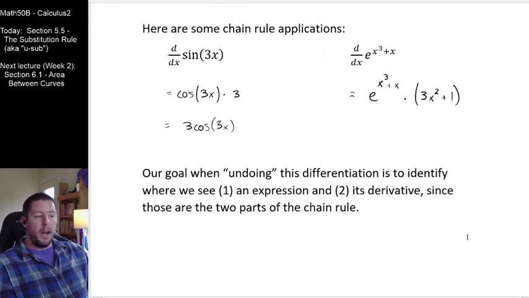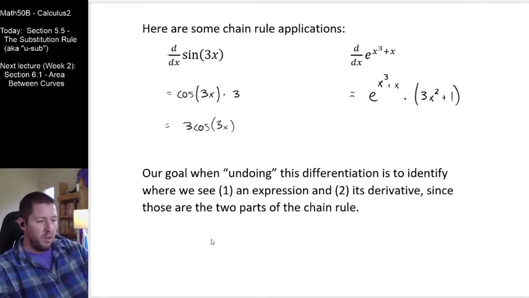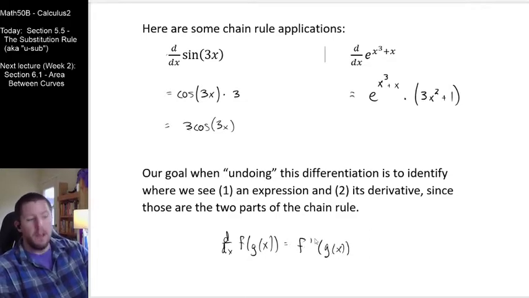So our goal when undoing this differentiation is to identify where we see an expression and its derivative, since those are the two parts of the chain rule. Let's just briefly recall the chain rule definition in terms of function notation. The derivative of f of g of x, a composition of functions, is the derivative of the outside function with the inside parts left alone. g of x was left alone, but we took the derivative of f and then stuck g back inside of it, times the derivative of the inside function.